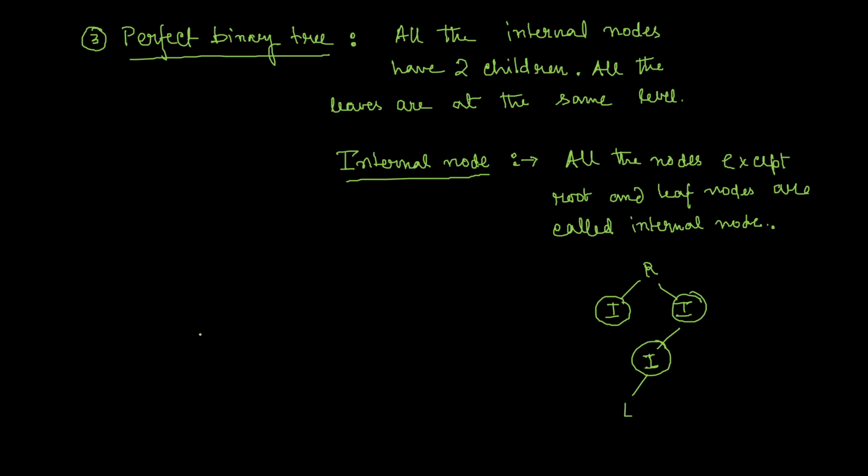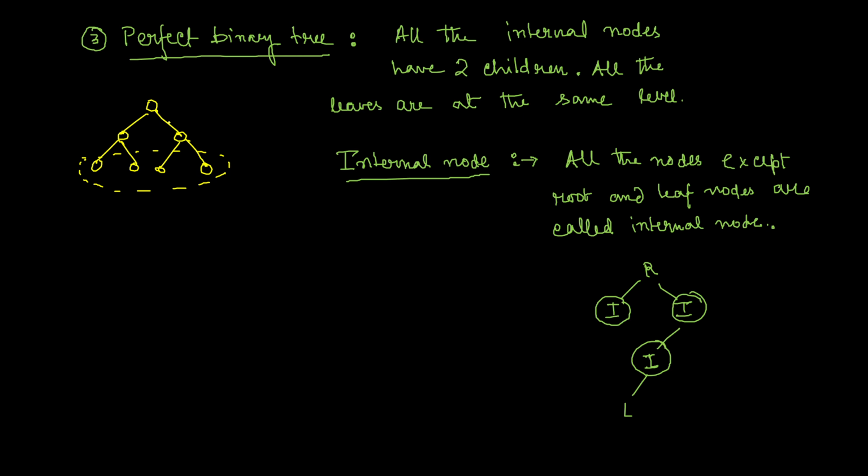So what is an example of a perfect binary tree? I hope you can understand that if we want to keep this criteria, a perfect binary tree should always look something like this. Because all the internal nodes have two children, only one child is not even possible. And all the leaf nodes are at the same level.